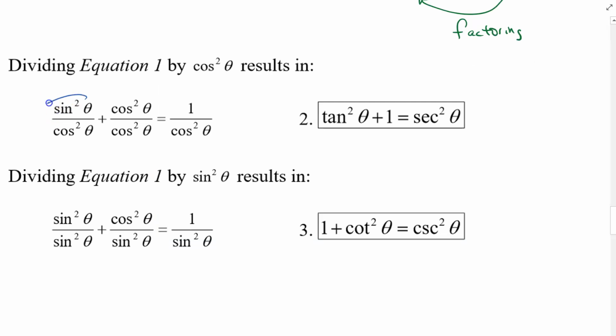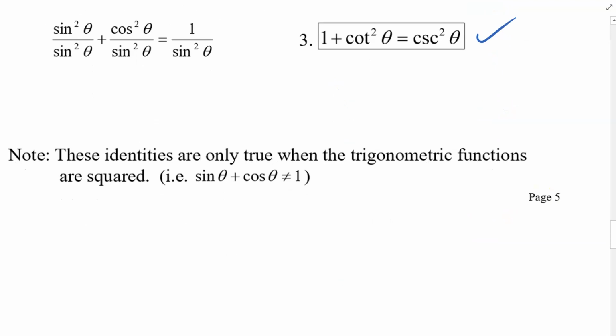If we take the first identity, that's that one over there, and we divide both sides by cos squared theta, we have to divide all the terms on the left. So each of those terms separated by the plus symbol, by cos squared theta, that's how we get this identity. And likewise, if we divide by sine squared, that's how we get that identity. And just a reminder that these identities are only true when these functions are squared. So sine squared theta plus cos squared theta equals 1, but sine theta plus cos theta is not equal to 1.